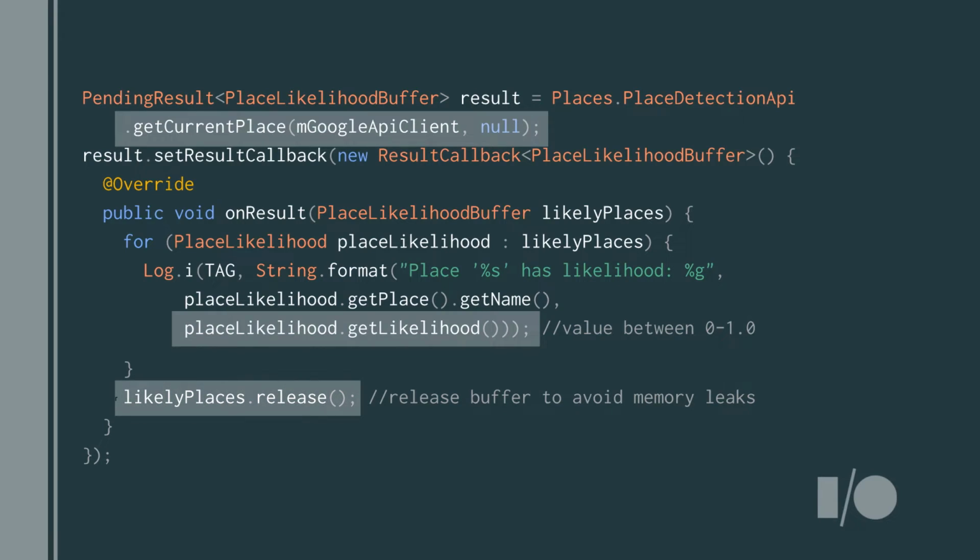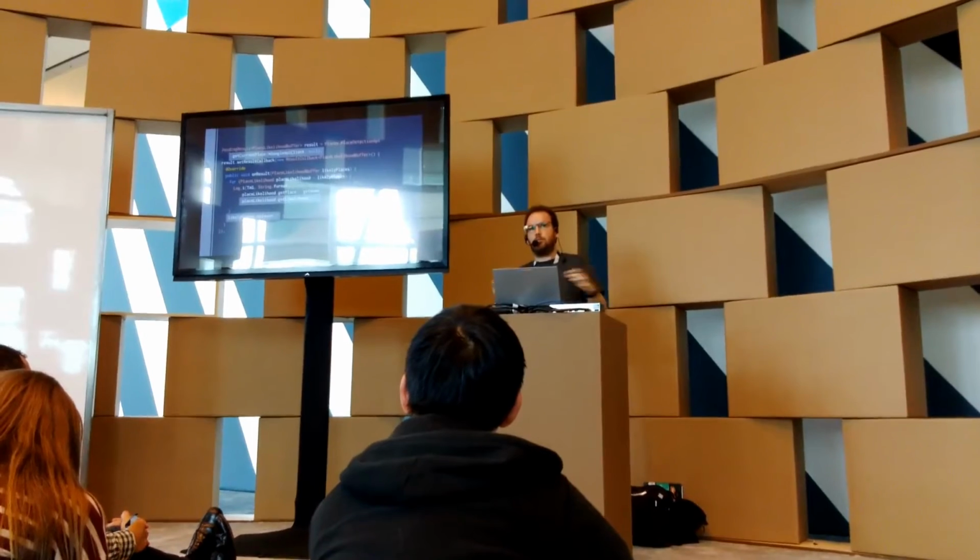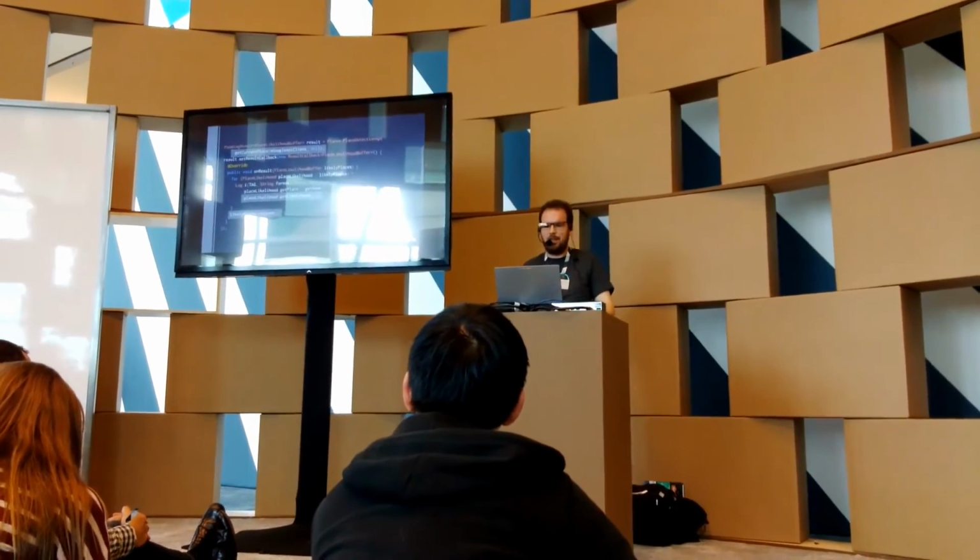Also, a thing to keep in mind using the getCurrentPlace method is that this buffer of places sometimes can get huge. It contains a lot of information about these places. So it's a good practice to release this buffer after you're done with it. Otherwise, you might encounter memory leaks, and you don't want to do that. No, we want to keep the app clean.